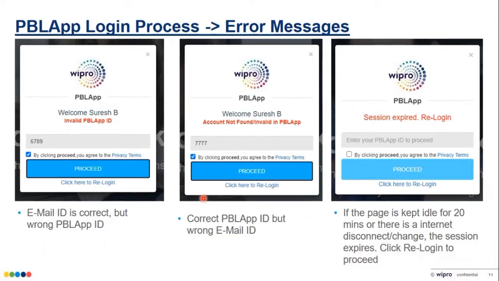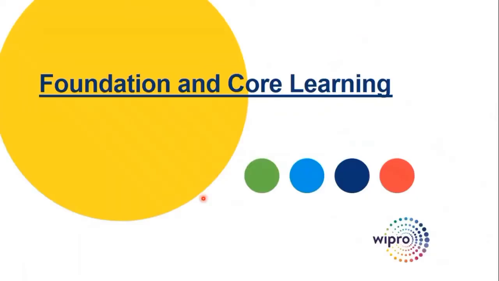In case during this process you have a network disconnect, your internet connection is not steady, or you have taken a long time in providing these inputs, all these things should be done within 30-45 seconds. If there is a delay in giving the OTP or the PBLApp ID, then naturally your session expires. If that is the case, at the bottom of the screen you have another link called click here to log in. So log in again and then continue the process. So this is all about your self-registration as well as your login process. So hope things are clear with you.